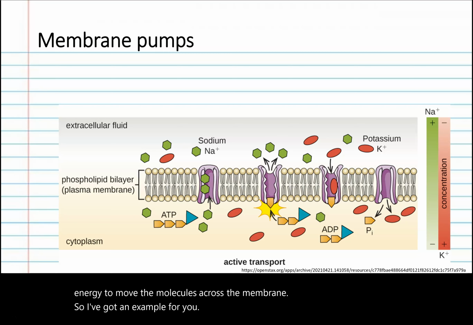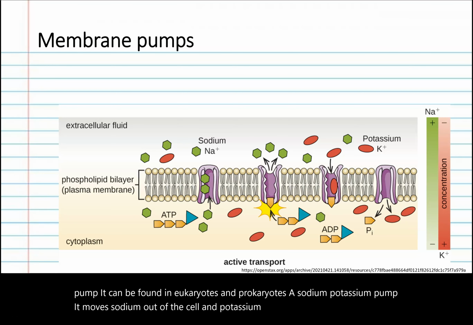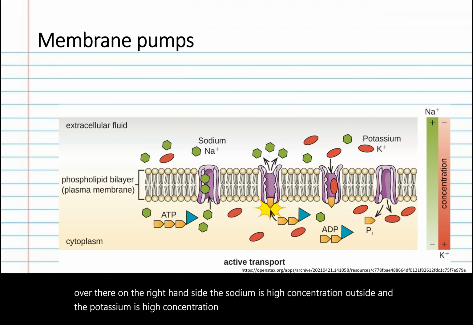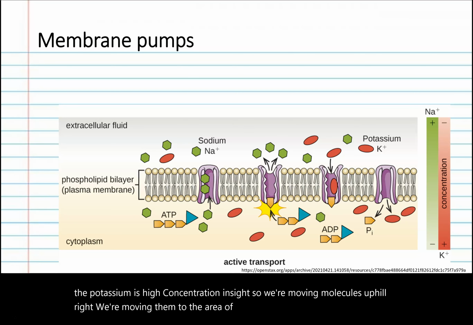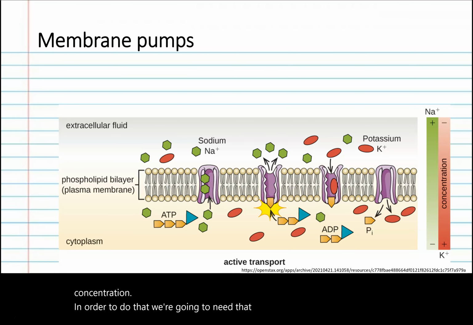So I've got an example for you. Here is an example of a membrane pump. This is called the sodium-potassium pump. It can be found in eukaryotes and prokaryotes. A sodium-potassium pump moves sodium out of the cell and potassium into the cell. And you'll notice over there on the right-hand side, the sodium is high concentration outside and the potassium is high concentration inside. So we're moving molecules uphill, right? We're moving them to the area of higher concentration. In order to do that, we're going to need that input of energy from ATP.